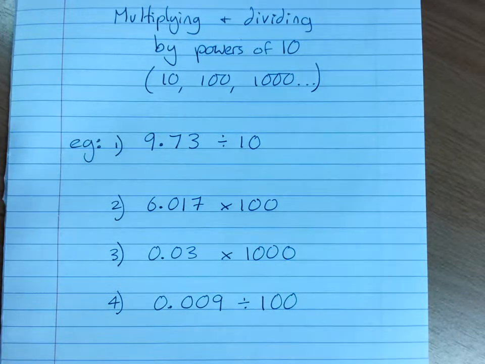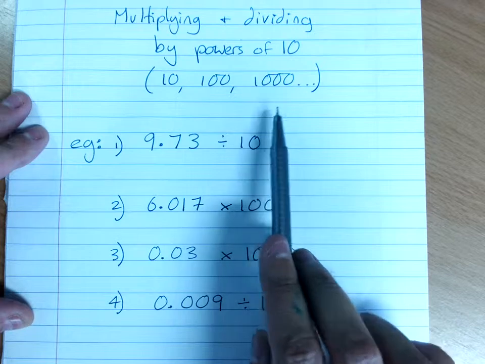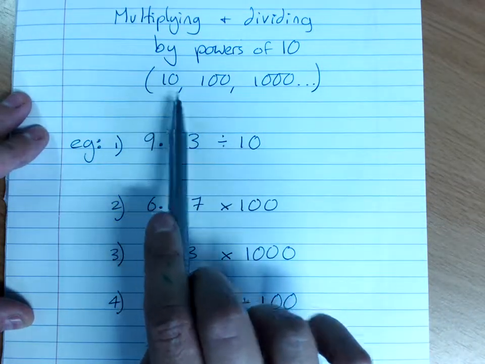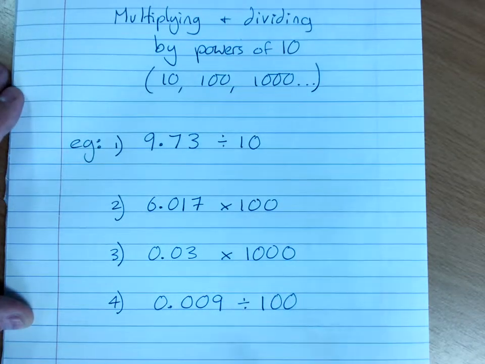Alright, so the first type of multiplying and dividing we do is the one that's really easy, and it's just timesing or dividing by 10 or 100 or 1,000 or even 10,000, a 1 with zeros after it. These are powers of 10. We'll learn about powers a little more later.